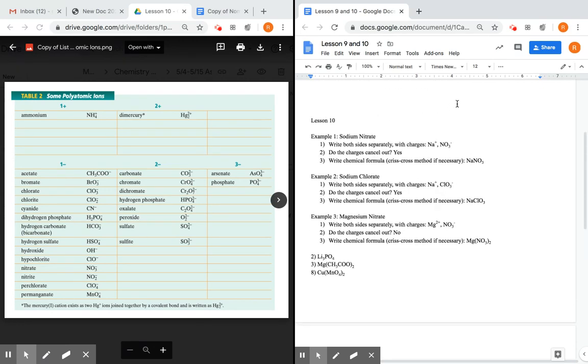So give this a shot. Let me know how it's going for you. Send me an email if you are getting confused, but that should be pretty thorough in terms of an explanation of how to do this process of writing the chemical formulas for polyatomic ions.